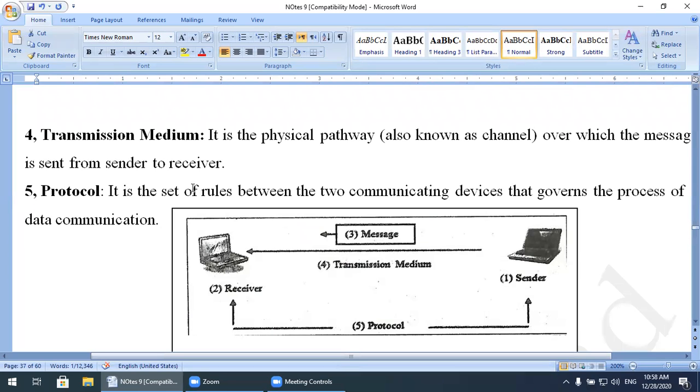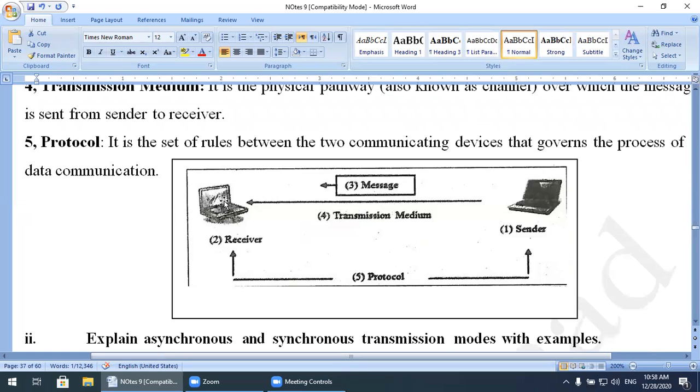So rules of communication are known as the protocol. So this diagram is very, very important: sender, receiver, message, transmission medium, and the protocol.